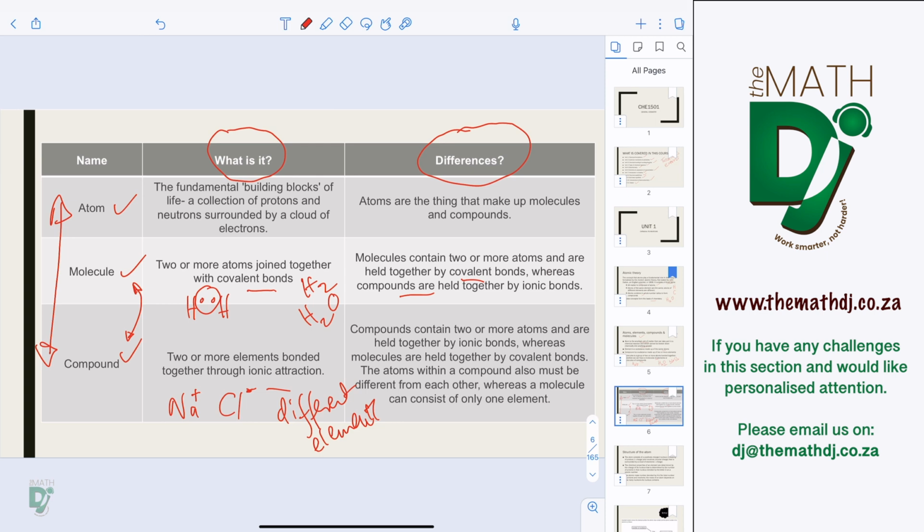So compound: two or more elements bonding together through ionic attraction. Compounds contain two or more atoms and are held together by ionic bonds, whereas molecules are held together by covalent bonds. The atoms within a compound must be different from each other, whereas a molecule can consist of only one element. But expanding from what we have discussed earlier, you should add here, or different elements like a water molecule.